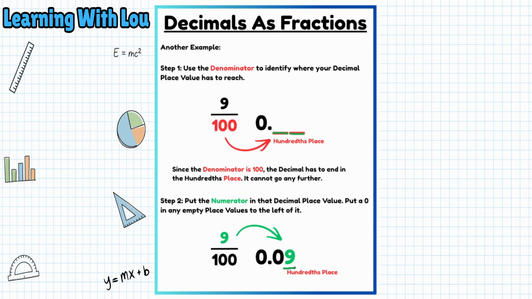We've reached our hundredths place, and anything before it, because there's no other digit here in our numerator, is just 9. Any empty spaces, you just make a 0. So again, 9/100 would be 0.09.